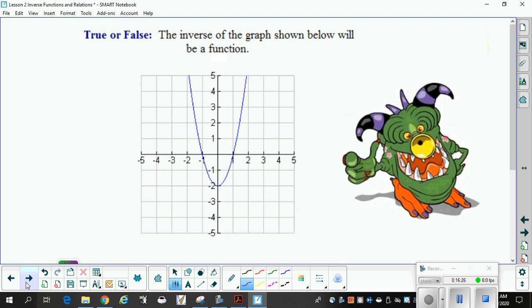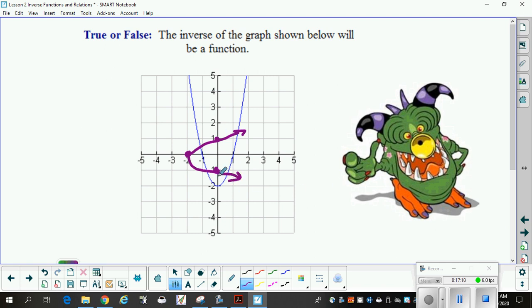Okay, true or false? The inverse of the graph shown below will be a function. Well, -2, 0 becomes 0, -2. So I'm going to put a point there. Then -1, 0 becomes 0, -1. And then 1, 0 becomes 0, 1. And I wind up with a curve going like this.